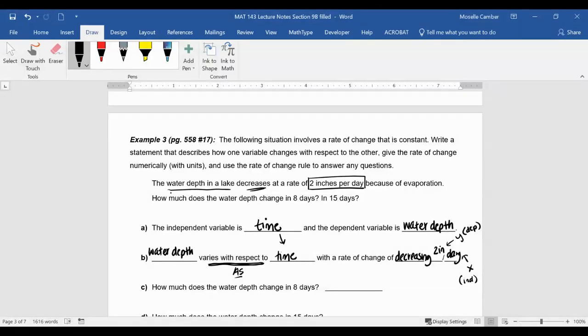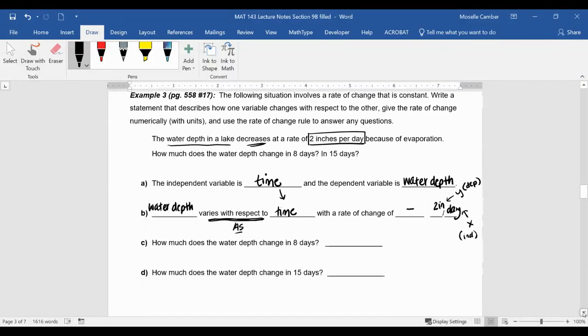of, actually decreasing doesn't really make sense here in English, right? So instead of saying decreasing, we are just going to put a negative. And saying that makes a little more sense with a rate of change of negative 2 inches per day. Okay, so now that we've got that, we can then answer questions about this rate.